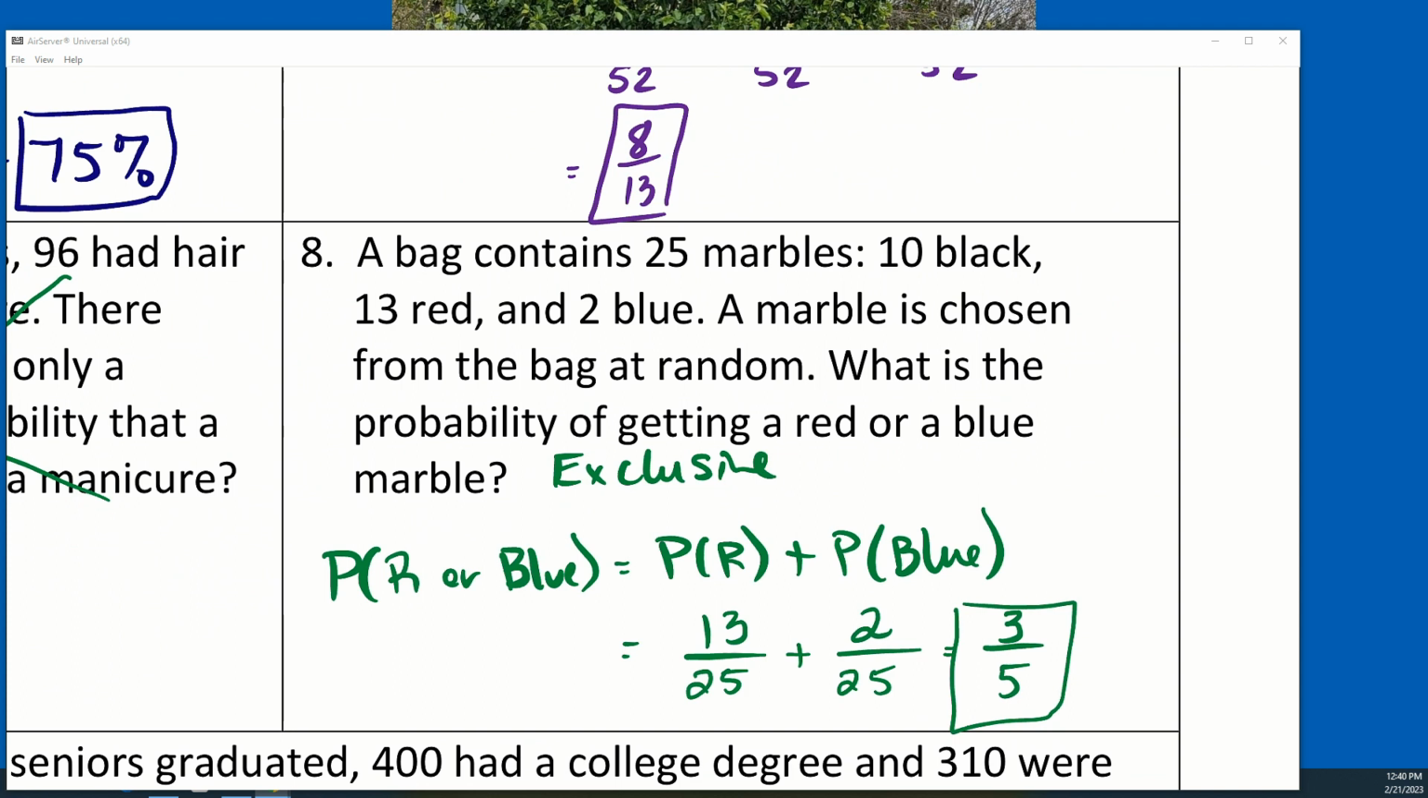All right. Any questions? So it was 15/25, so why couldn't you do 5? Yeah, did I reduce 15/25? It reduces to 3/5 because you just divide the top and bottom by 5.